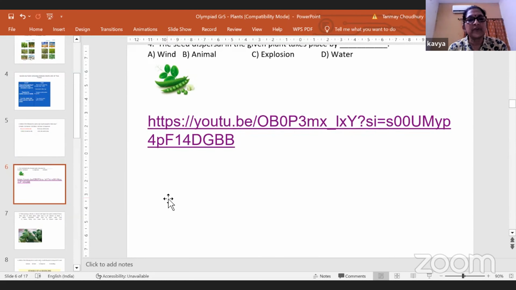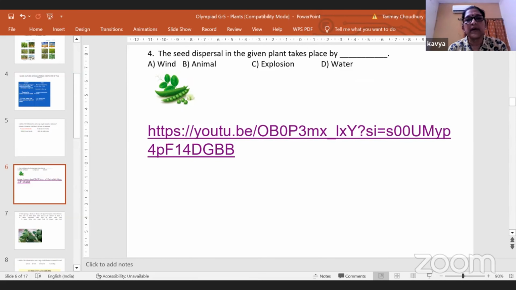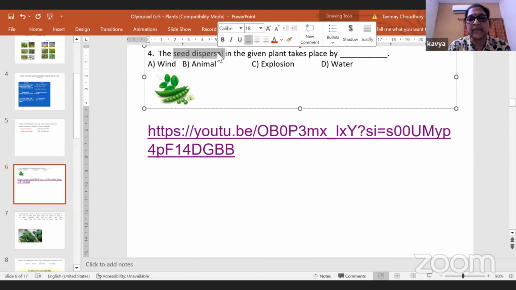Now, which of the following? The seed dispersal in the given plant takes place by wind, animal, explosion, or water. But then, what is the meaning of seed dispersal? What is the meaning of seed dispersal here? Seed dispersal means scattering of seeds or spreading of seeds away from the parent plant, away from the mother plant.